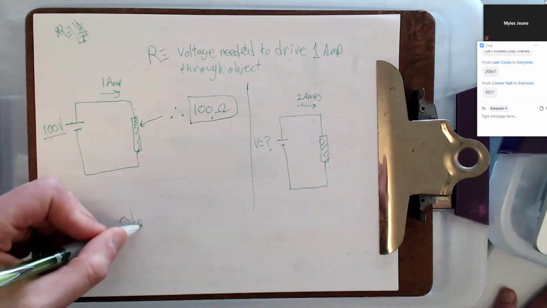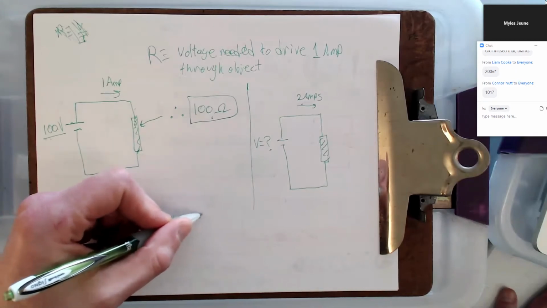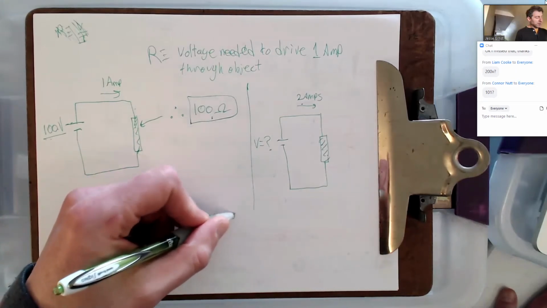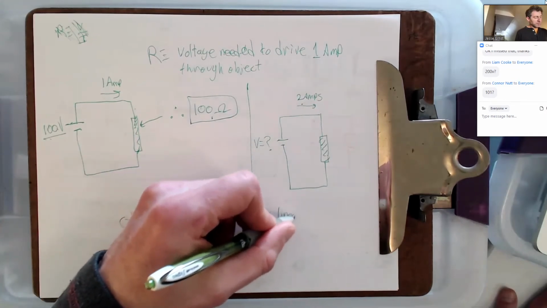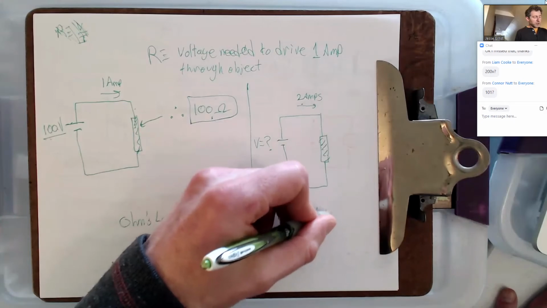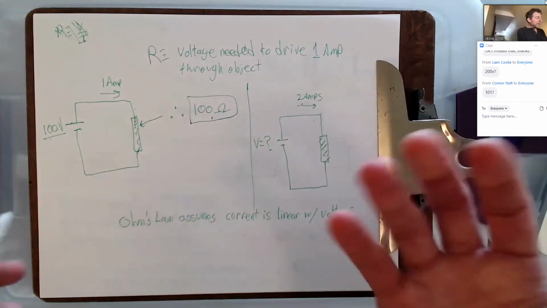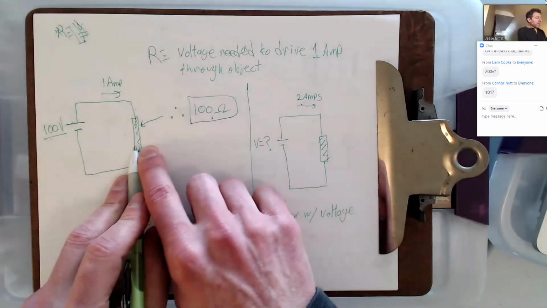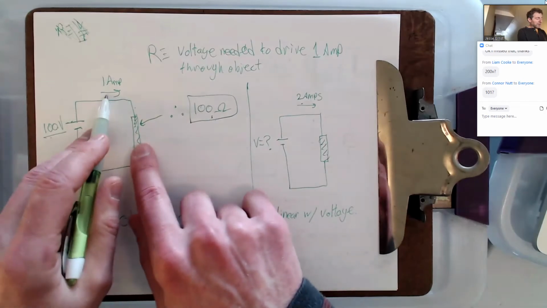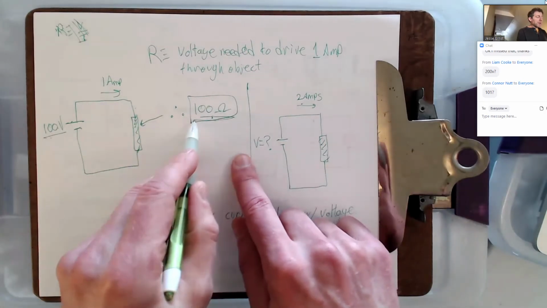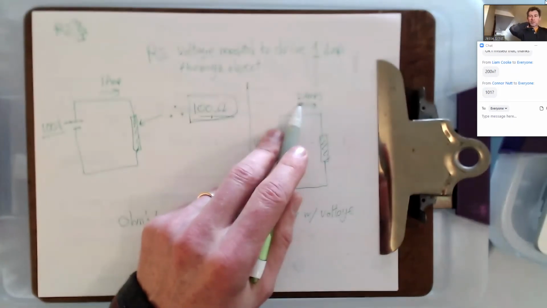Ohm's law assumes current is linear with voltage. And it's not always true. It might be that this particular object, if you put 100 volts across it, you got 1 amp, and therefore it's a 100 ohm resistor. But if you put 200 volts across it, yeah, you might get 2 amps through, but you might not.